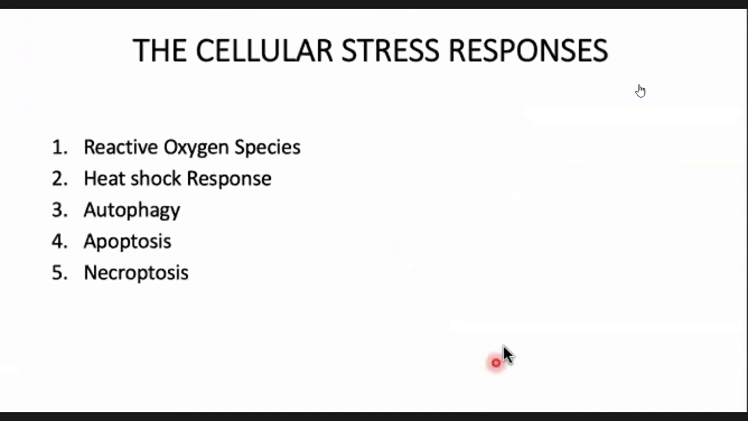So in cellular stress responses, there are also other processes involved. So we have their byproducts, the reactive oxygen species, and the heat shock response. We have autophagy, which is automated cell death, apoptosis, and necroptosis. Next, we go to surgical metabolism.